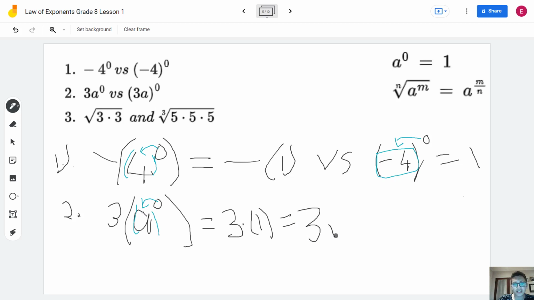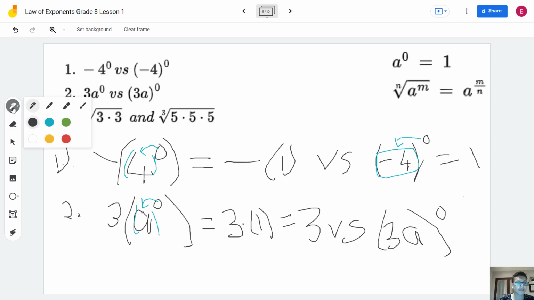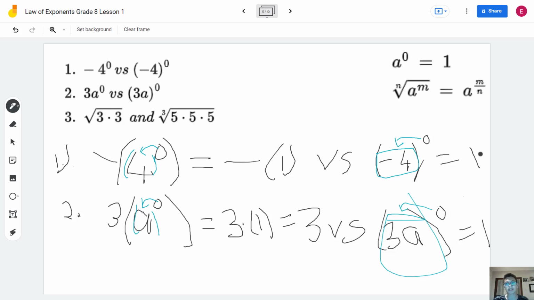Okay, versus the other case, again it's very similar, (3a), but now the whole term 3a is to the power 0. Because this whole term is to the power 0, that 0 applies to the whole bracket, so that whole thing is to the power 0, and that equals 1. So as you can see, they give two different answers. Question 1 is -1 versus 1. Question 2 is 3 versus 1. Okay, cool. You can pause the video anytime if you want to check how I got there much slower.